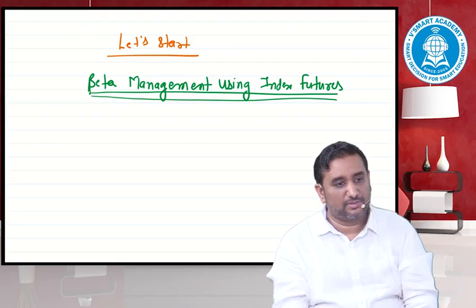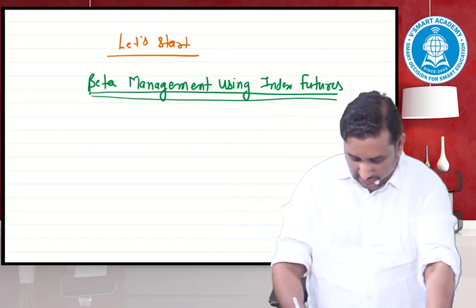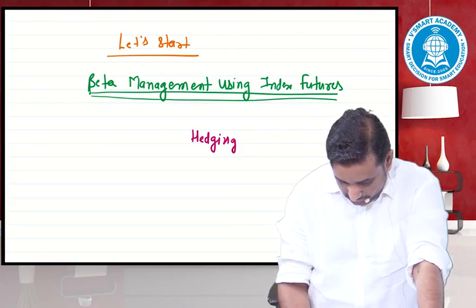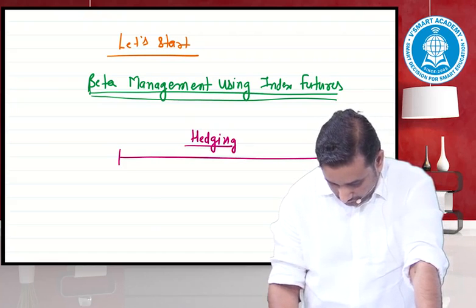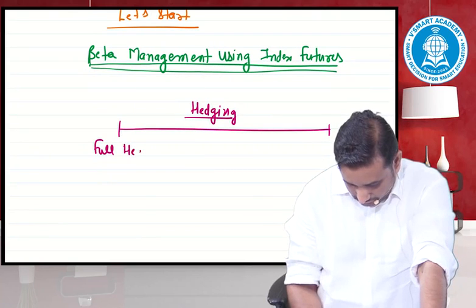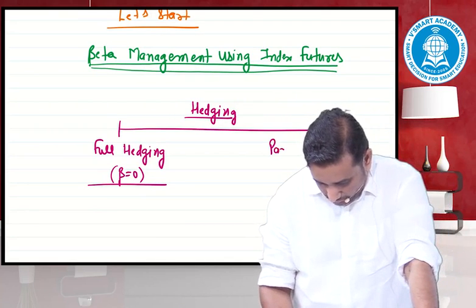In case the PM expects the market to go down, then he would like to reduce his beta, that is portfolio beta. Next line, hedging can be of two types. Either he can go for full hedging, that is reduce the effect of beta to 0, or partial hedging.